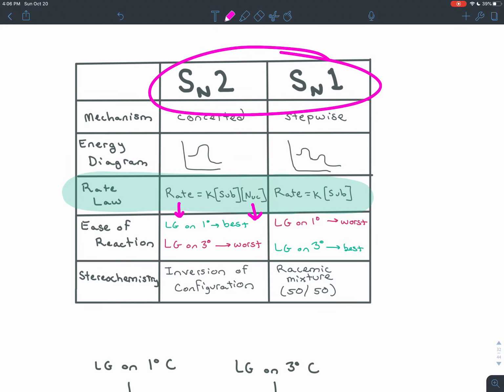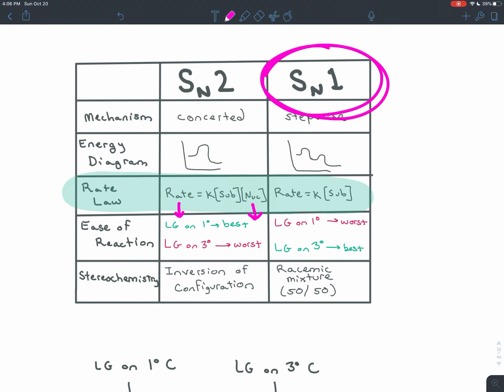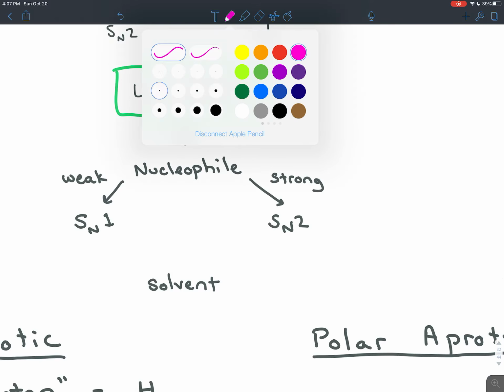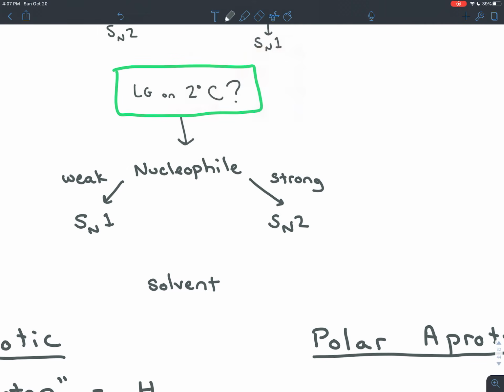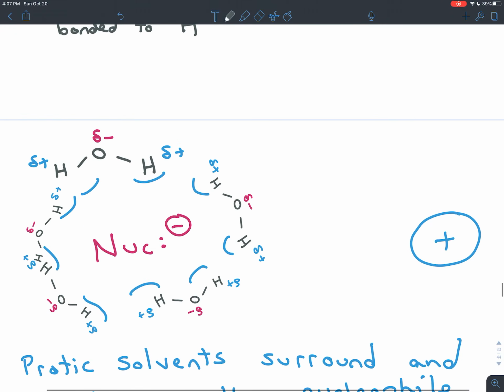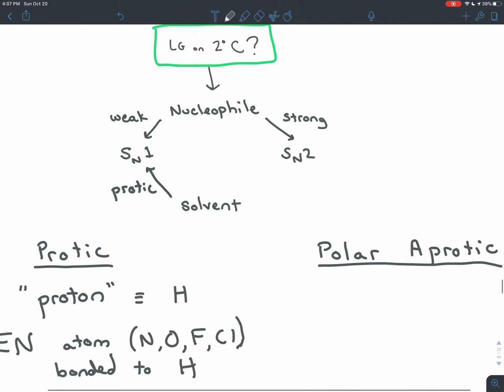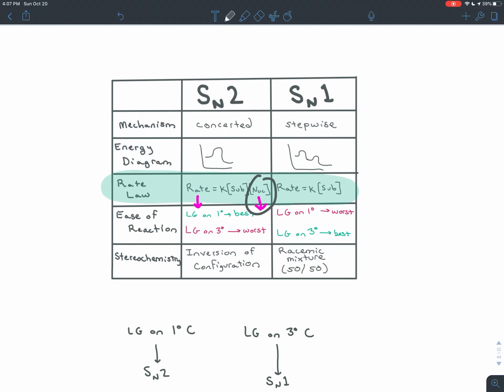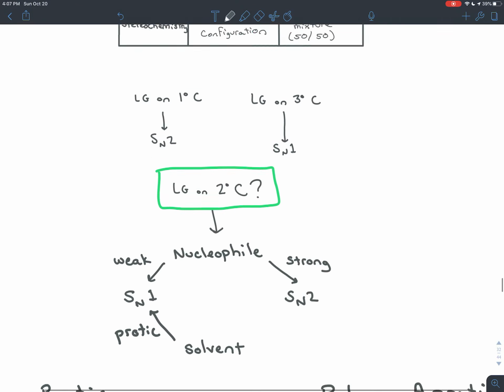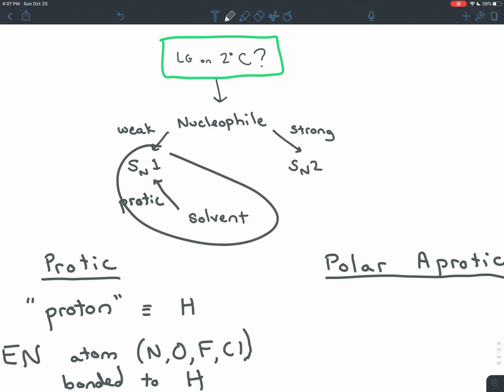And if these two are competing, as they are in the case of a leaving group being on a secondary carbon, then by weakening that nucleophile, you're creating a preference for an SN1 reaction. So that's our first principle. If the solvent is protic, then it favors an SN1 reaction. Any protic solvent will surround a nucleophile, disarm the nucleophile. That'll slow down the rate of the SN2 reaction and favor the SN1 reaction. So protic solvents favor the SN1 reaction.